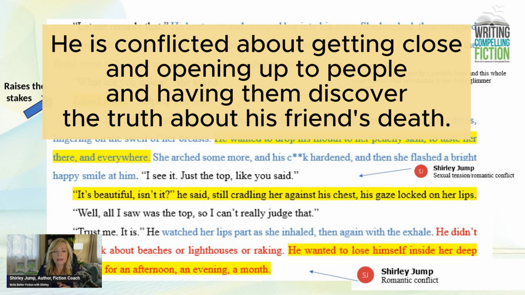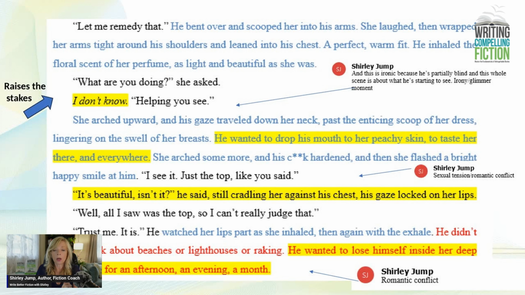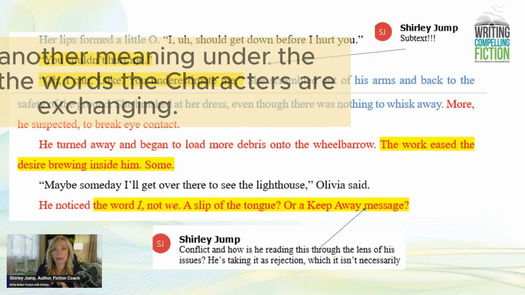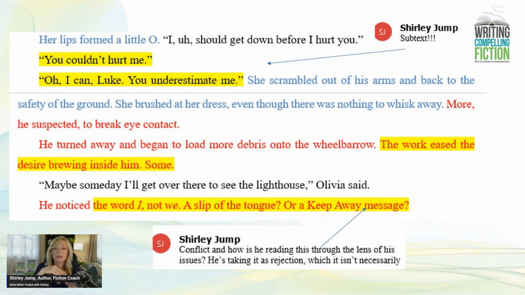All of this is conflict. Why am I getting close to her? And I really, really want her. And now I shouldn't want her because he knows what's going on. So this is all conflict in the yellow. She just goes, oh. And she's like, I should get down before I hurt you. And he says, you couldn't hurt me. And she says, oh, I can. You underestimate me. And that is subtext. That is a conversation running under the conversation. So it's repartee, obviously, between the male and the female characters, but it's also what she's thinking and he's thinking, that she can absolutely hurt him because she's got her own demons to deal with.